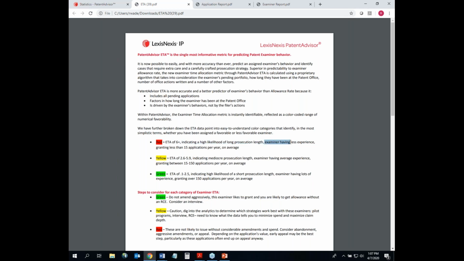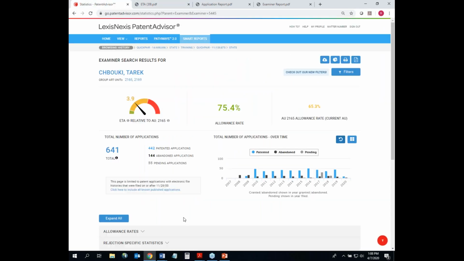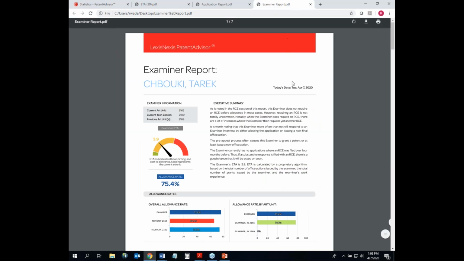With a red examiner, we're saying that they have less experience, and they're actually only granting 15 applications per year on average. That's another reason you want to have that strategy and hit the ground running there. So that's just a little bit about ETA. You can see I have my examiner statistics here, but again, I do have the ability to run that PDF report. The great thing about this PDF report is that it comes right out of PatentAdvisor.